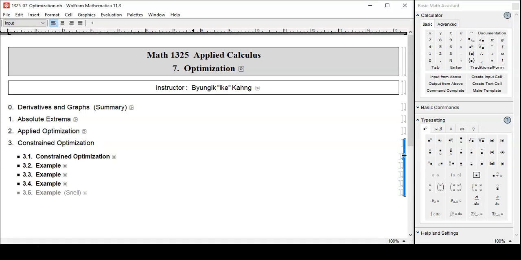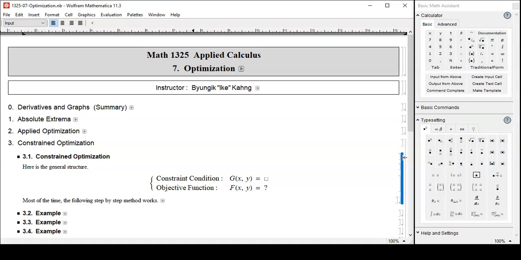A constraint optimization problem consists of two parts: a constraint condition, which is an equation of two variables, and the objective function, the function to be maximized or minimized. But there's a problem. We have two variables to work with. If you have just one variable, then great, we can take the derivative, set it equal to 0, and solve for that variable. We can do that. But if we have two variables, we have a problem. How do we work it out?